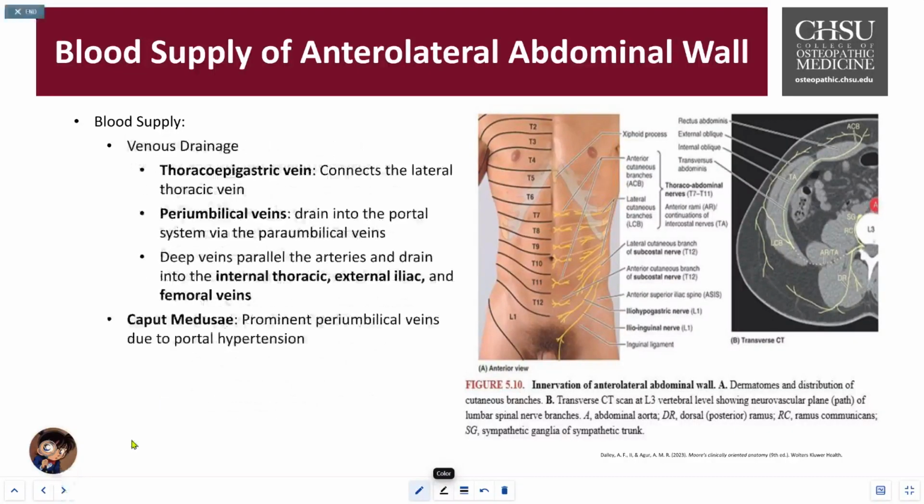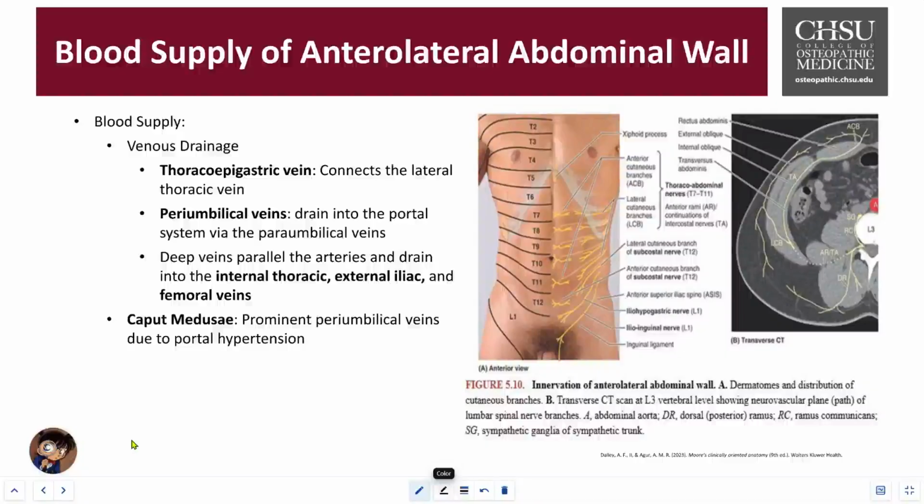Let's take a look at the venous drainage of the anterolateral abdominal wall. It involves both the superficial and the deep veins. They parallel the arterial supply. The first one is the thoracoepigastric vein, and it connects the lateral thoracic vein to the superficial epigastric vein, forming an important collateral pathway for the venous return.